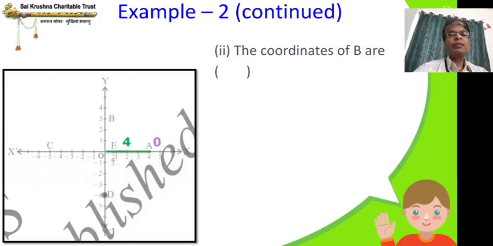Now, B is lying at 0 distance from the y axis, right, it is lying on the y axis itself, and from the x axis it is lying at a distance of 3. That means what coordinates? 0 comma 3.